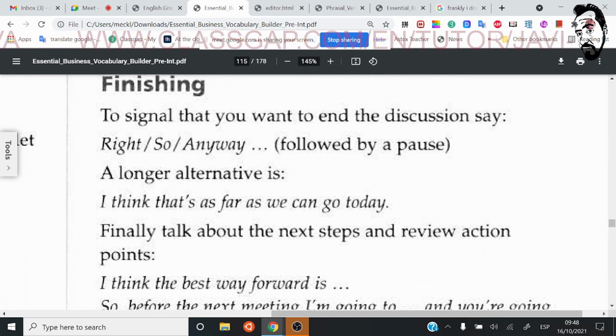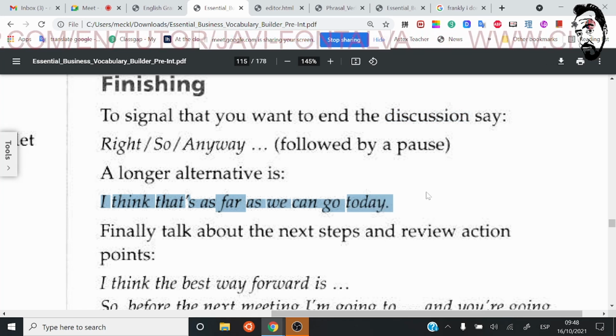Okay. This is expression to finish the discussion. For example, this. I think that's as far as we can go today. Creo que eso es todo por hoy. I think that's as far as we can go today. So, literalmente, esto es tan lejos como podemos ir hoy. Can you read this? I think that's as far as we can go today.